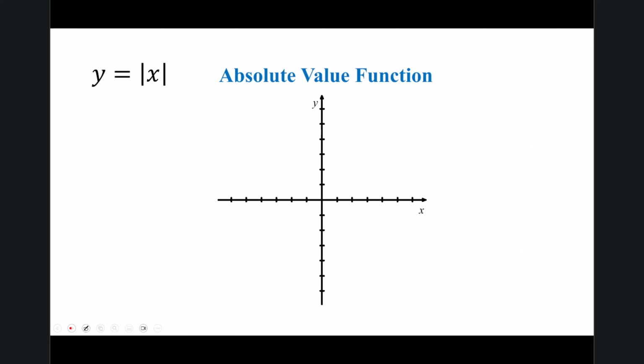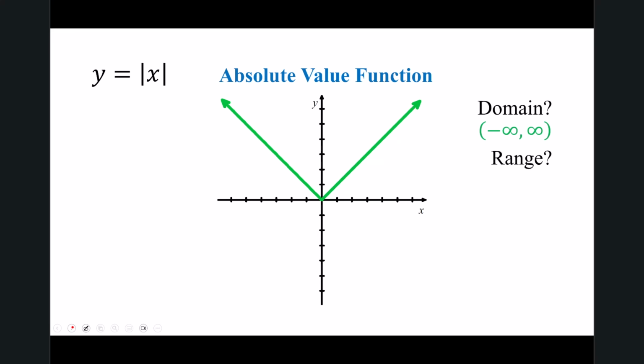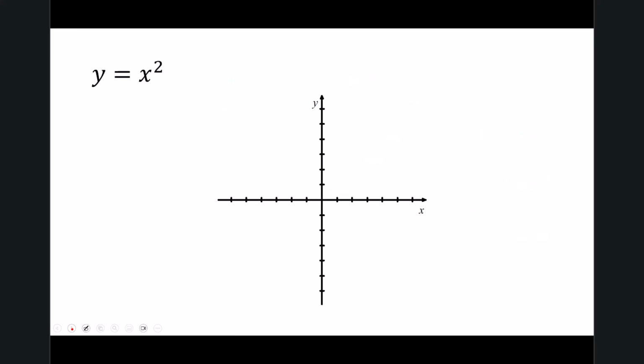The next function is the absolute value function. The absolute value function looks like a V, where the lowest point is at 0, 0. The domain of this function is still all real numbers. We can take the absolute value of any real number, but the range is all non-negative real numbers. So the range starts at 0 and goes to infinity. The intercepts, again, there's only one intercept, and it is at the origin at the point 0, 0.